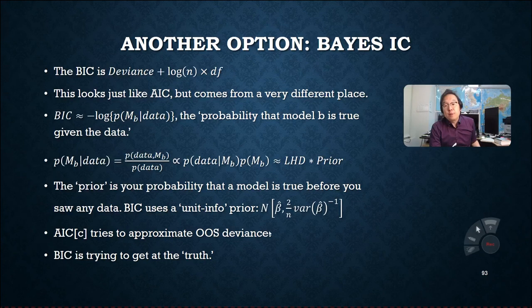This prior is normally distributed: the beta coefficient should be normally distributed with mean of beta hat and the variance being like this, okay? AICc tries to approximate out-of-sample deviance. BIC is trying to get at the truth, so there is a Bayesian approach there. But it's too conservative if you try it in LASSO kind of settings.